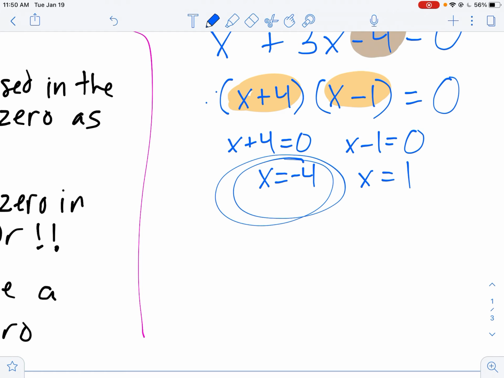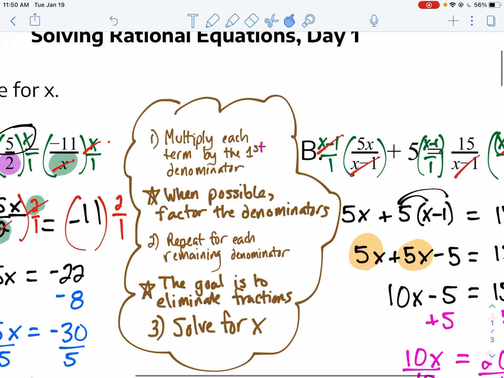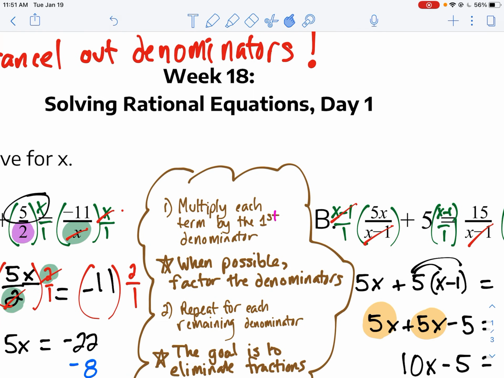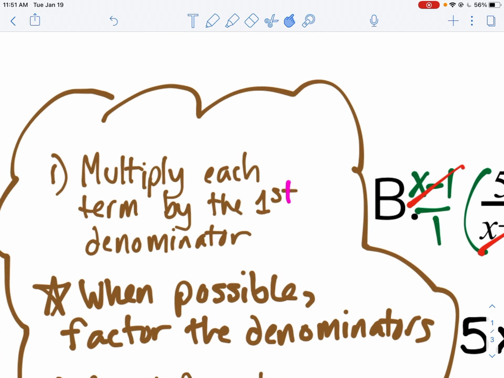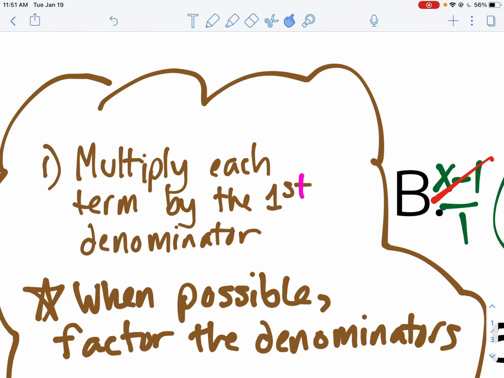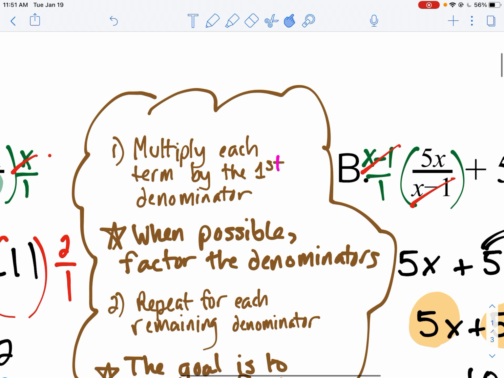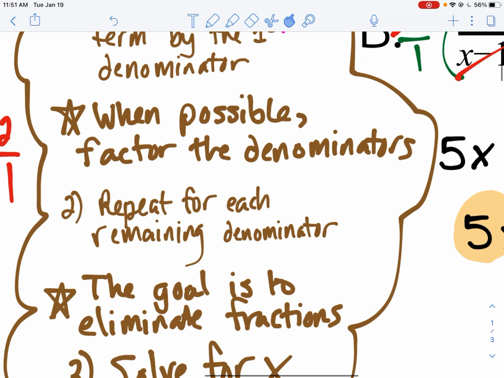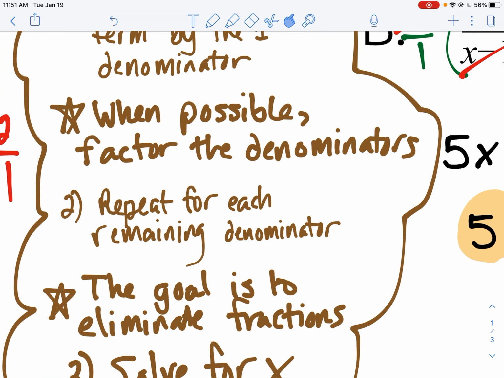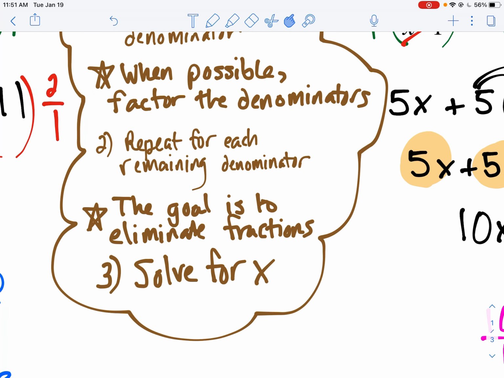It will not work. So I wanted to walk you through solving rational equations. So again, remember, first thing you should always do, factor. Once you're done factoring, multiply each term by the first denominator, when possible, it's this factor. Then you repeat for each remaining denominator. Multiply each term by whatever denominators you have left. The goal is to eliminate fractions. Then you solve for x, just like we did.